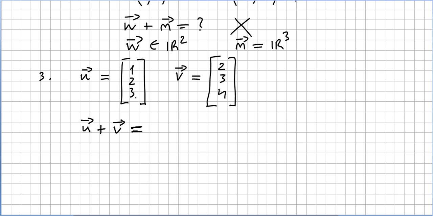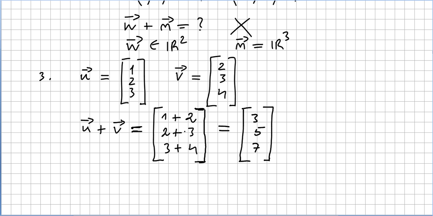If the vectors are written as column matrices, so (1, 2, 3) for u and (2, 3, 4) for v, what is u plus v? Well, you just add the components one by one, right? So you simply add the components: 1 plus 2, 2 plus 3, 3 plus 4. So 1 plus 2 is 3, 2 plus 3 is 5, 3 plus 4 is 7. If I make any mistake in the calculations, please let me know.